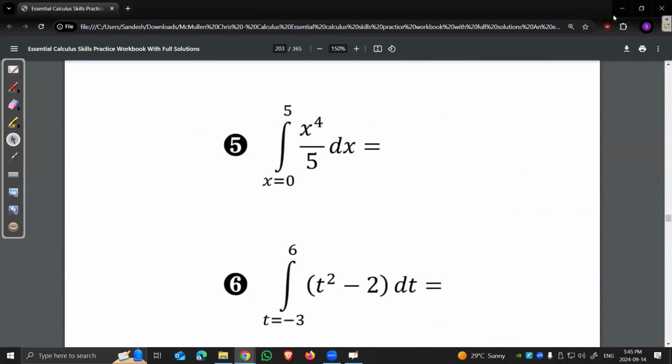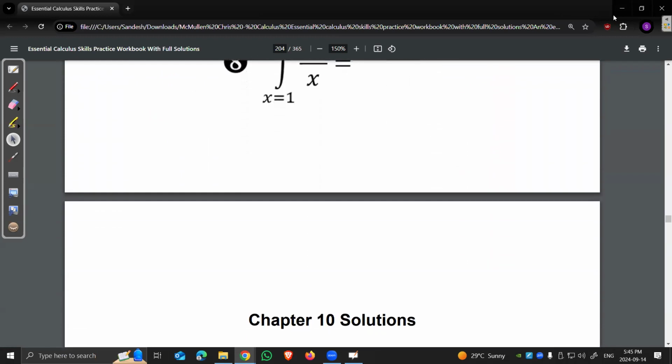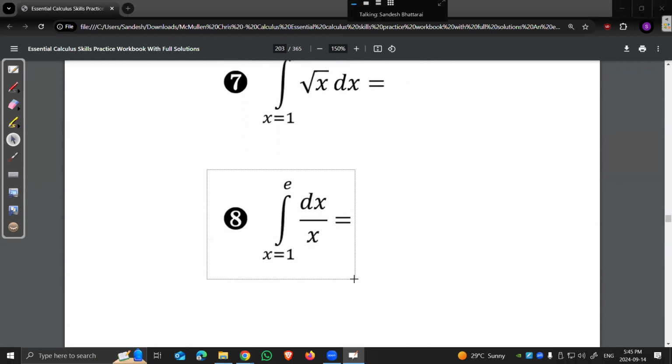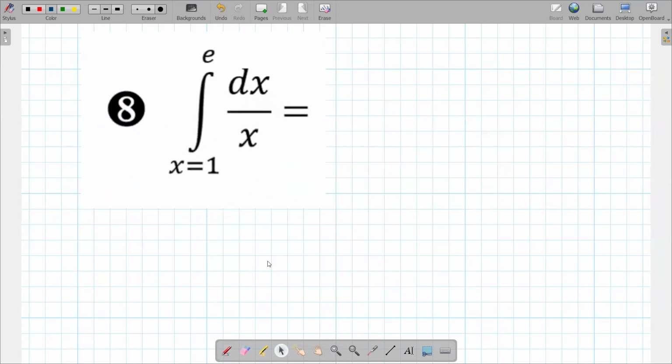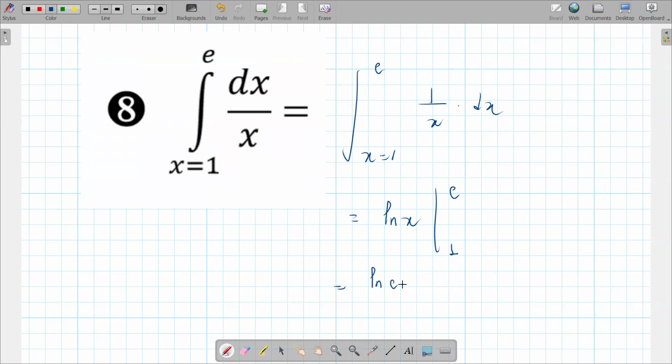Let's just do some of these because the idea is the same, right? It's not that different from the indefinite integrals that we did. All right, what's the integral of dx over x? This is equivalent to saying 1 over x times dx. What's the integral of 1 over x? It's ln of x. So it'll be ln of x, and then you have e and 1. Plug the e in there. So it'll be ln of e minus ln of 1.